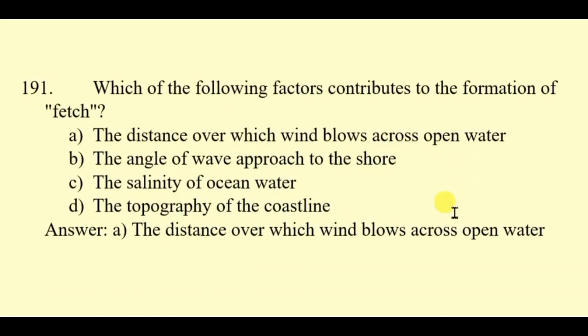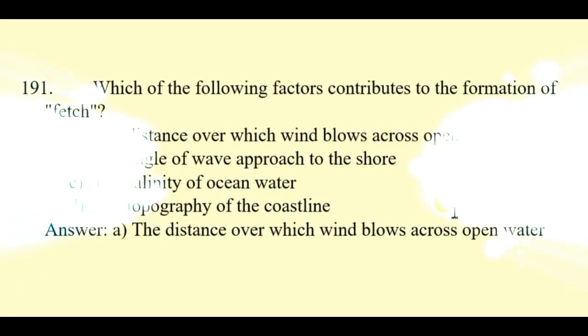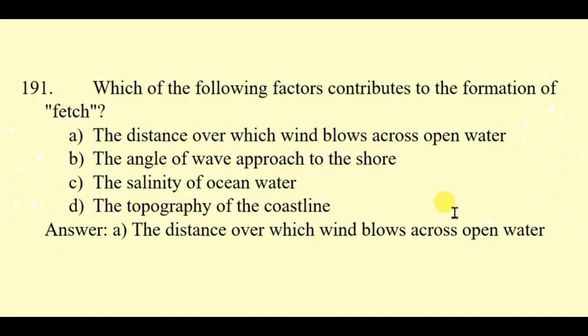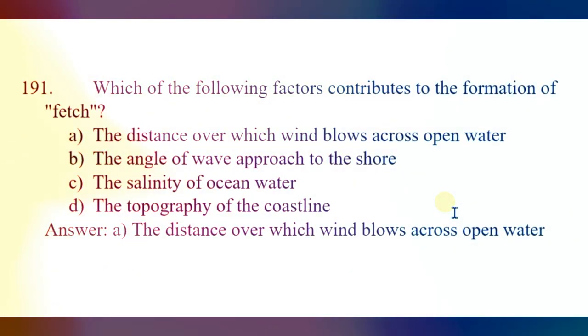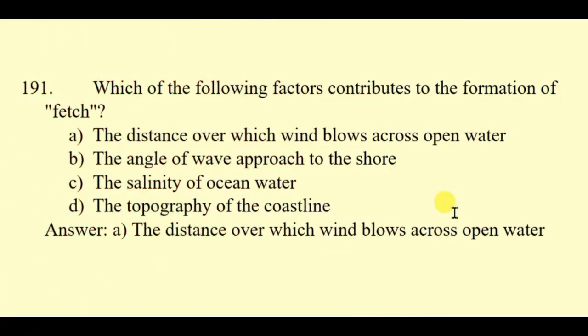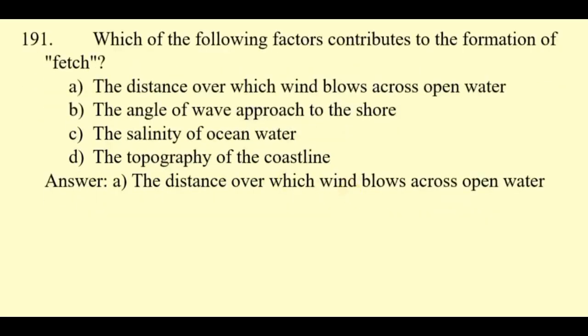Question 191. Which of the following factors contributes to the formation of a wave? The distance over which wind blows across open water, the angle of wave approach to the shore, the salinity of ocean water, the topography of the coastline. Here the right answer will be the distance over which wind blows across open water. It is called fetch length.